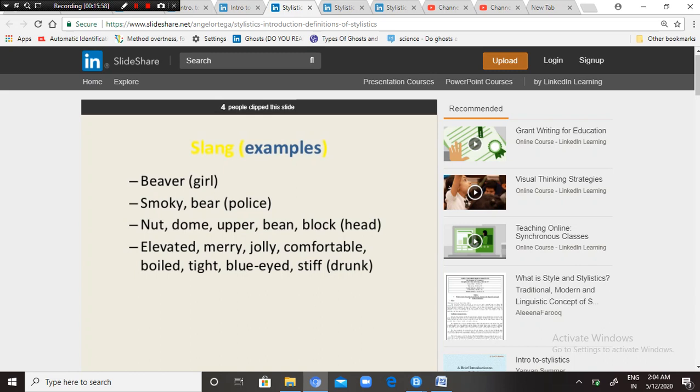Brave girl, smoky bear, please. New Tom Upper Dina Block hat, elevated, merely jolly, comfortable, boiled and tight, blue eyed, stiff drank.